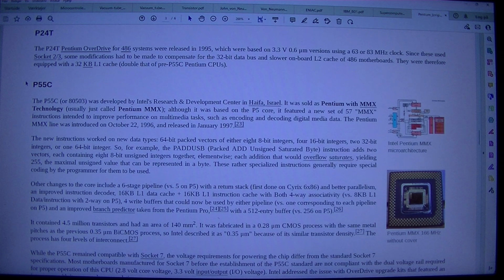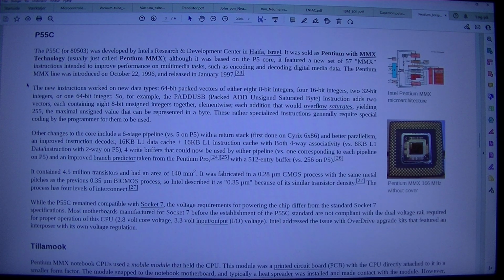P55C. Intel Pentium microarchitecture Pentium MMX 166 MHz without cover. The P55C, or 80503, was developed by Intel's Research and Development Center in Haifa, Israel. It was sold as Pentium with MMX technology, usually just called Pentium MMX.